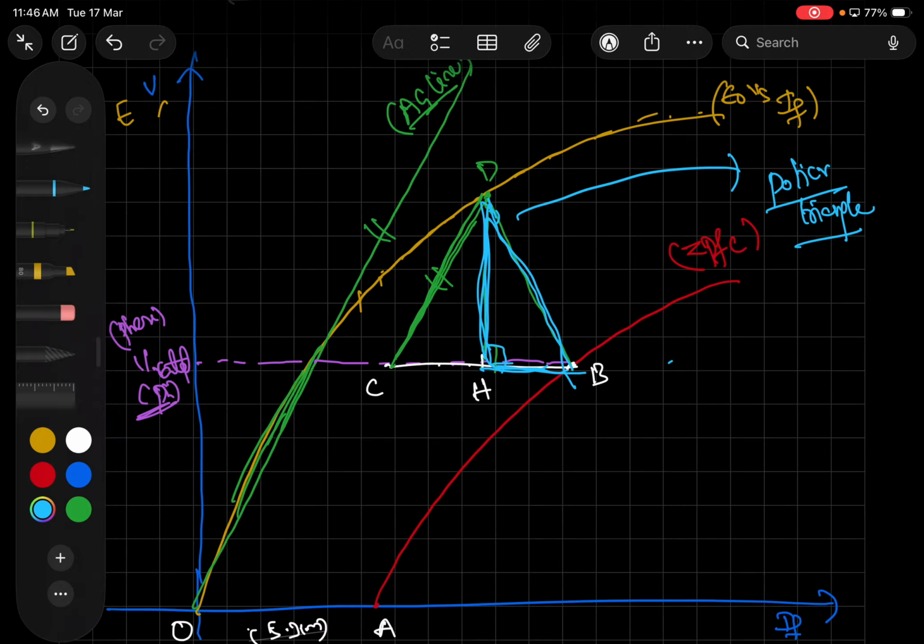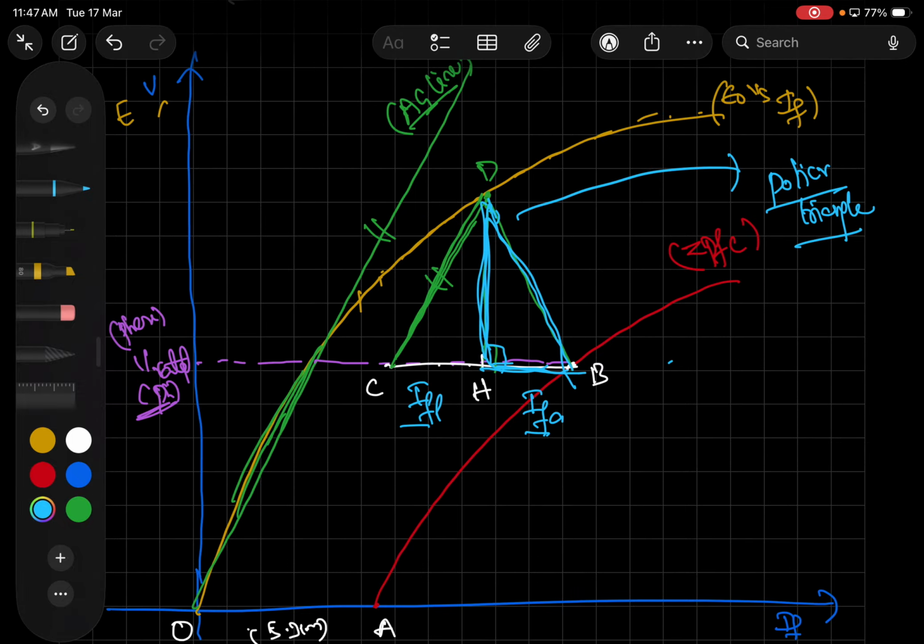From the intersection point D here, extend the line onto the B as well as H. Okay, and this is how we are constructing the Potier triangle. Now here, this length, I can consider there are two parameters here. I can consider that directly and get these values here.